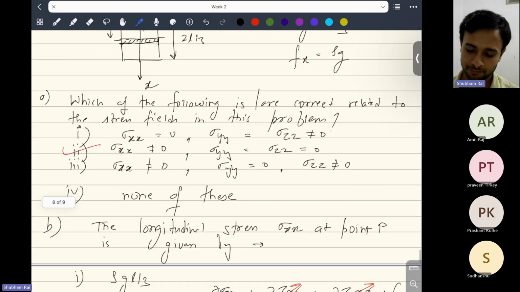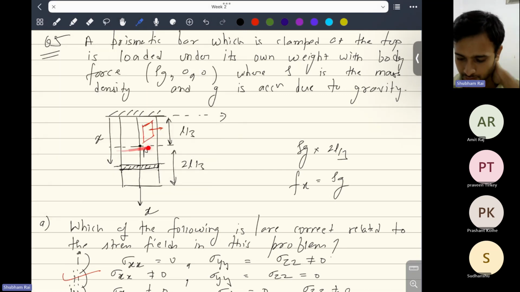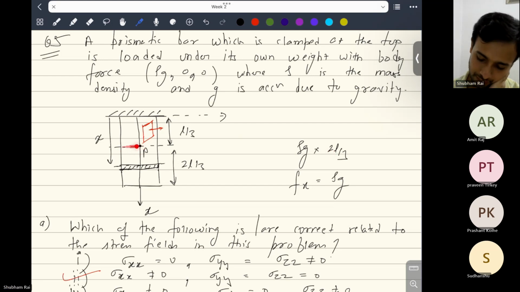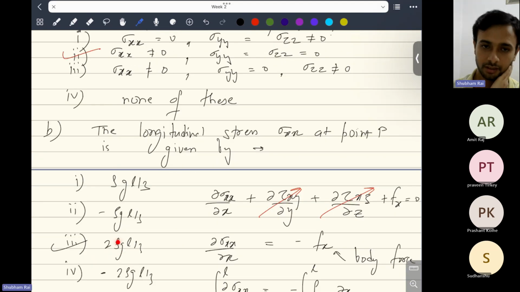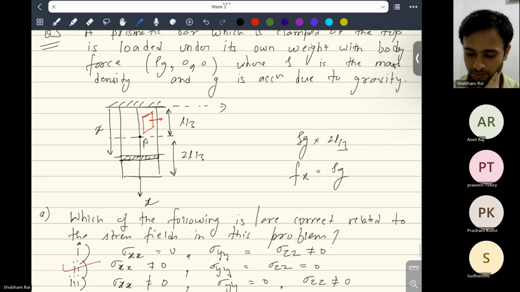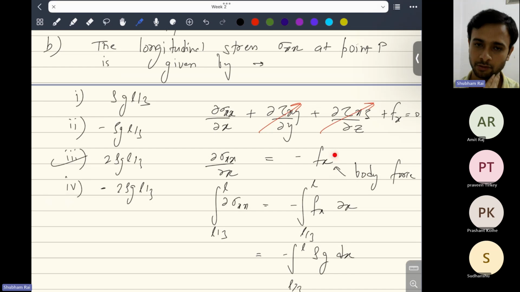You can also simply solve it without using the stress equilibrium equation, because you know that at this point, the force acting is rho g into 2L by 3. That is the force per unit area actually, so that is itself the stress. So you straight away will get 2 rho g L by 3, right? But we wanted to do it using stress equilibrium equations, so that's why we have used this equation. That's how you have to solve using stress equilibrium equations. You just have to put the value of the body force, eliminate the stresses which are 0, and then integrate.